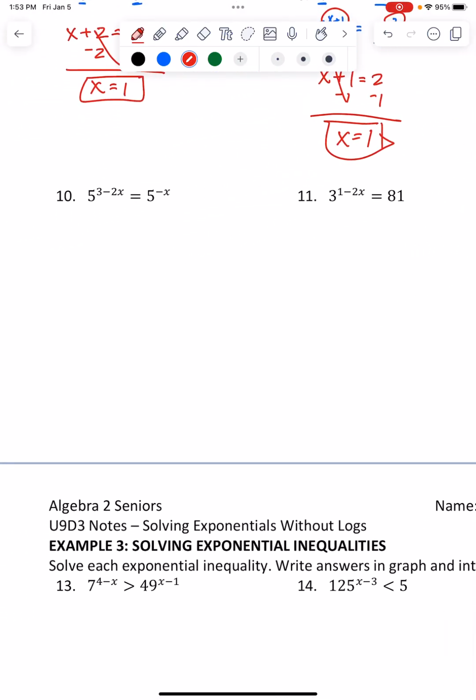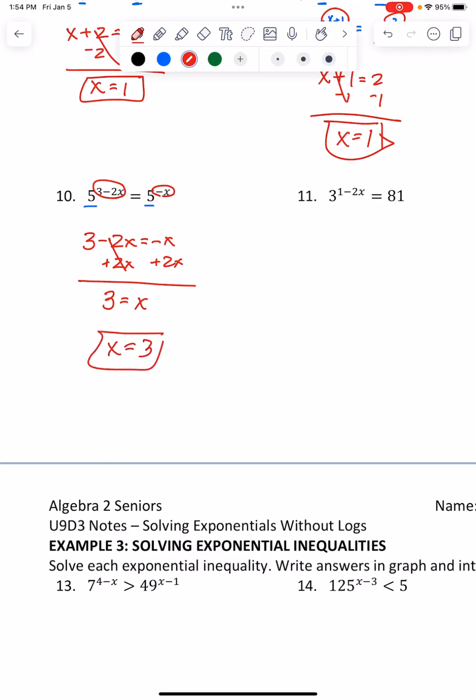In number 10, right, we've got 5 to the 3 minus 2x equals 5 to the negative x. So bases are equal, so that part's already done. So we can set the exponents equal. Okay, so get your variables on the same side, add this 2x over. So just get x is 3.